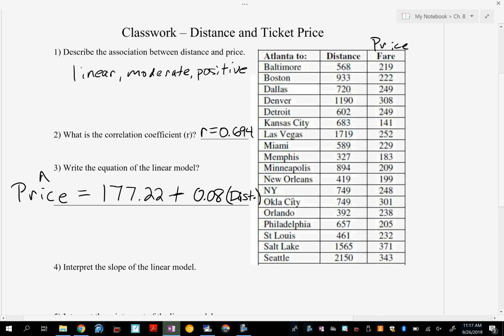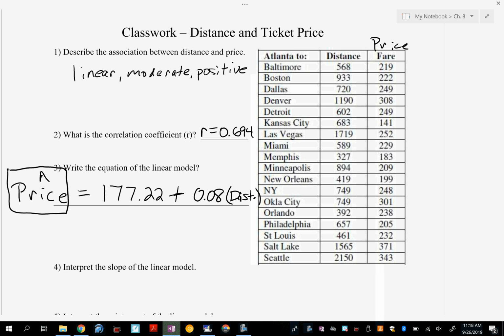Are there any questions about the model? If you wrote down price hat equals 0.08 times distance plus 177.22, or you switched the order, that's totally fine. I don't care. If it's the non-stats way, does it still get a hat? Yes. This price hat is the same no matter what you choose. The only option you have is the right-hand side, what order you write it.